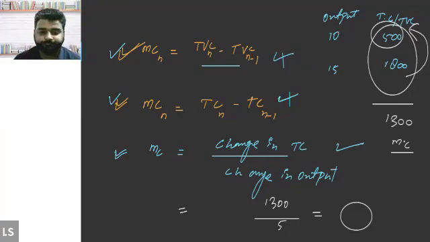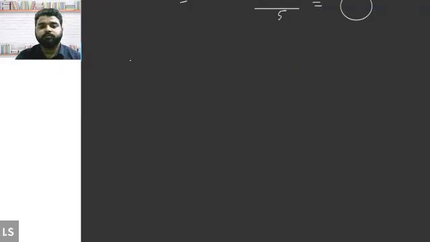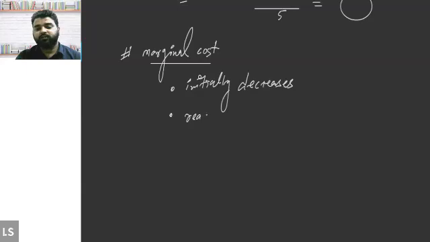Clear, sir. Okay, now one more interesting thing about marginal cost is its characteristic behavior: marginal cost initially decreases, and by decreasing it reaches its minimum point, and from that point onwards it starts increasing.